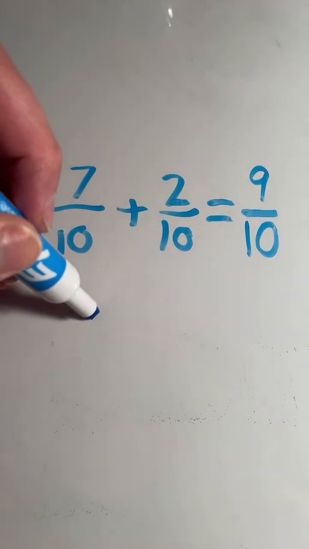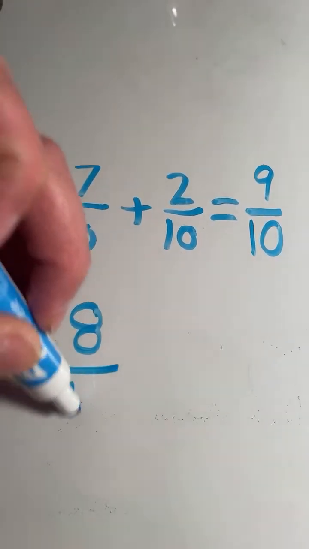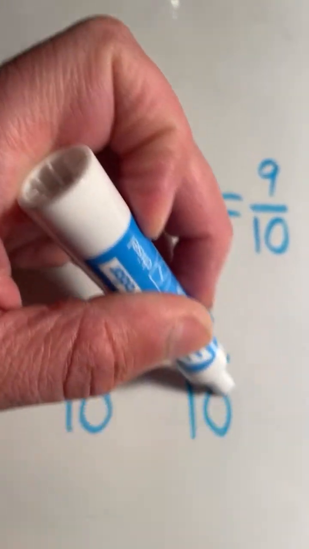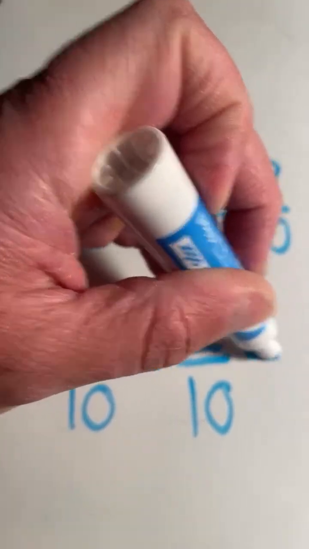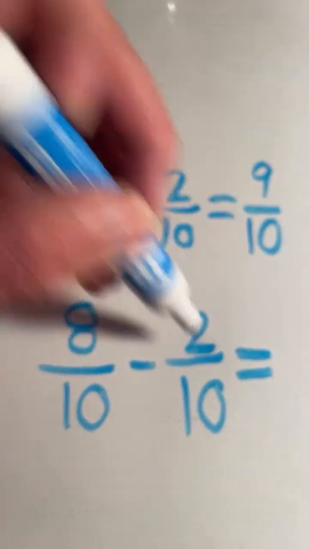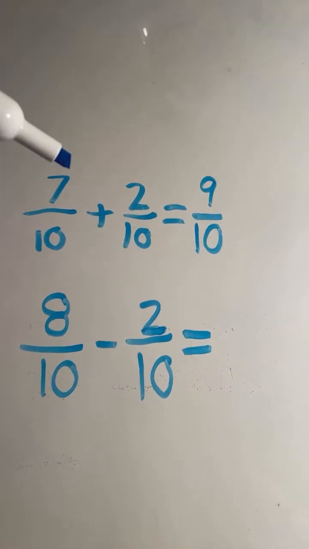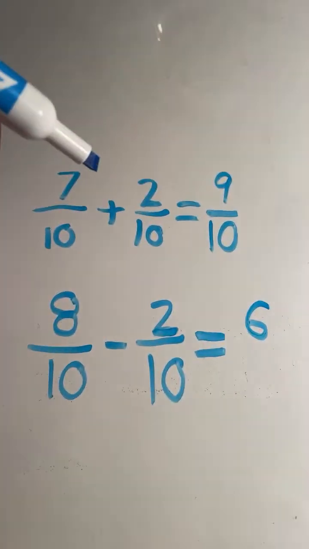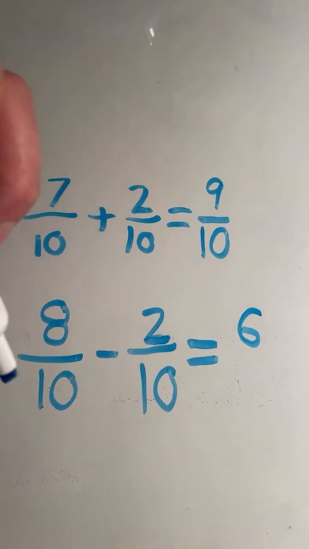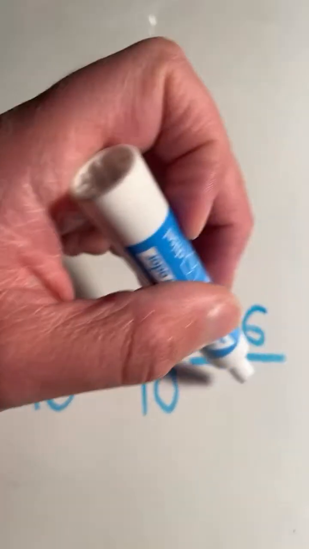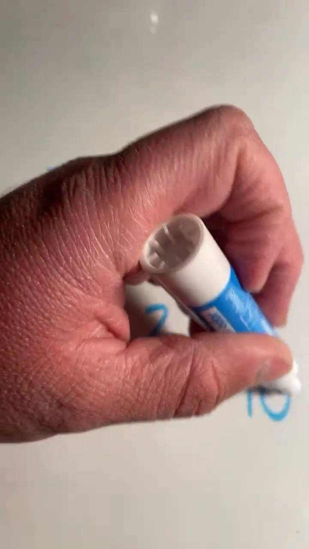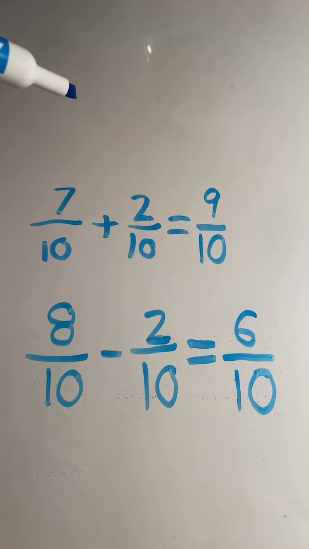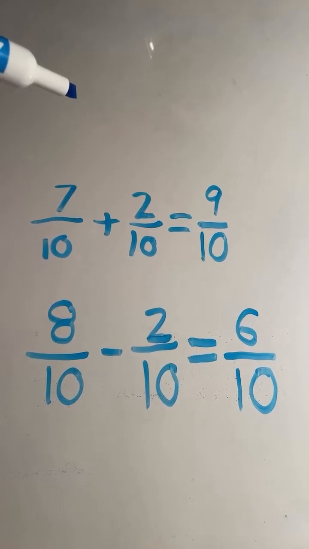All right, next example problem, we're subtracting fractions here. 8/10 minus 2/10. Step 1, subtract our numerators. 8 minus 2 equals 6. Step 2, we keep our denominator the same. 8/10 minus 2/10 equals 6/10.